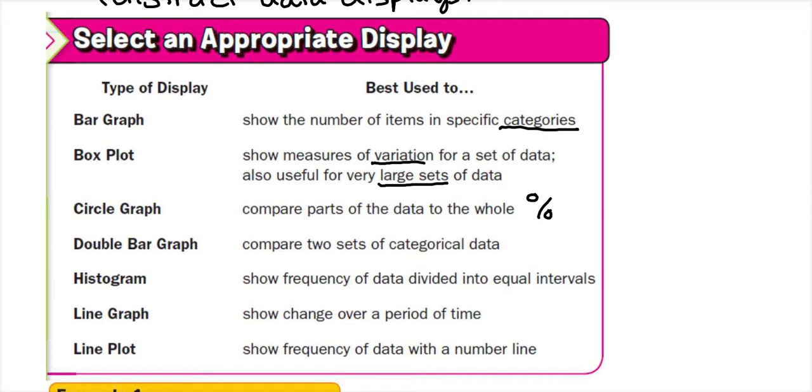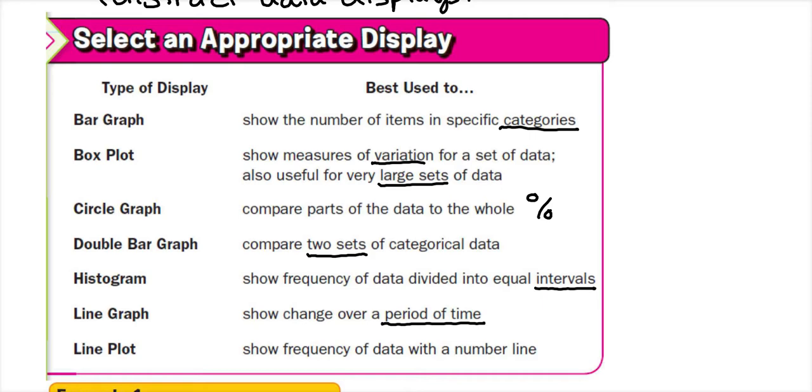A double bar graph compares two sets of categorical data. So they're like male and female, or like in the hallway, sometimes Miss Mueller and I put up stuff where it's my class versus her class. Those kinds of things. And then a histogram shows frequency of data divided into equal intervals. Intervals is your key thing there. So it'll be like a range of something, like from 0 to 10, from 11 to 20, from 21, and so on, however you set it up. And then a line graph shows change over a period of time. So let's underline period of time there.